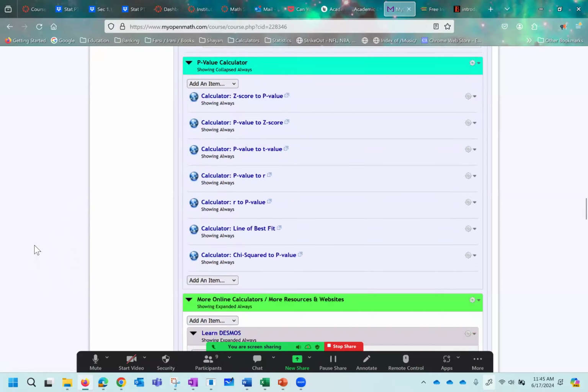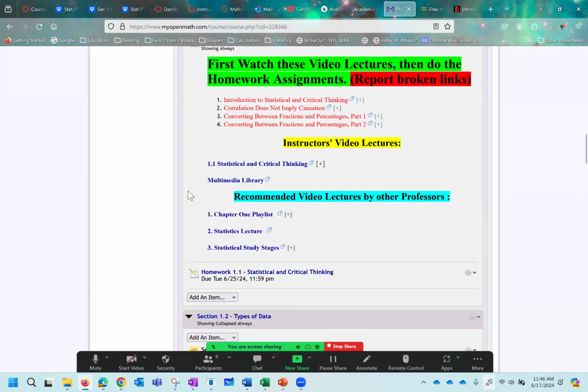Then we have module 1, module 2, 3. They work the same way. If I click on module 1, I see chapter 1, 2, and 3. So if I expand chapter 1, it gives me 1.1. Notice what it says. First, watch these videos, lectures, then video lectures, then do the homework assignments. If you watch these videos, which are in red, then we have more of them, instructor's video and recommended video. Those 4 red ones, probably they are enough. You don't even have to watch the other recordings or video lectures or even the PowerPoints.